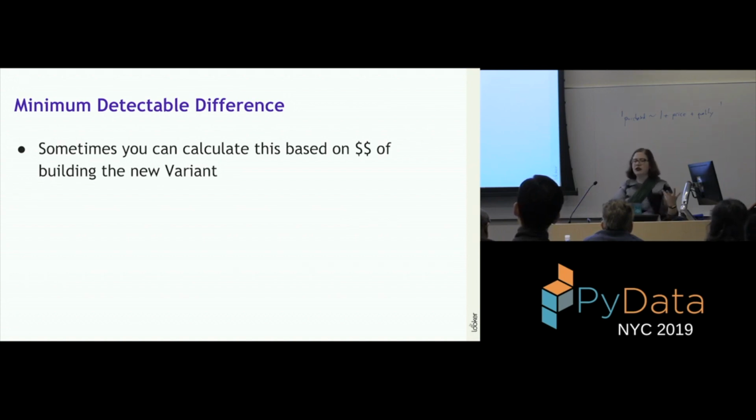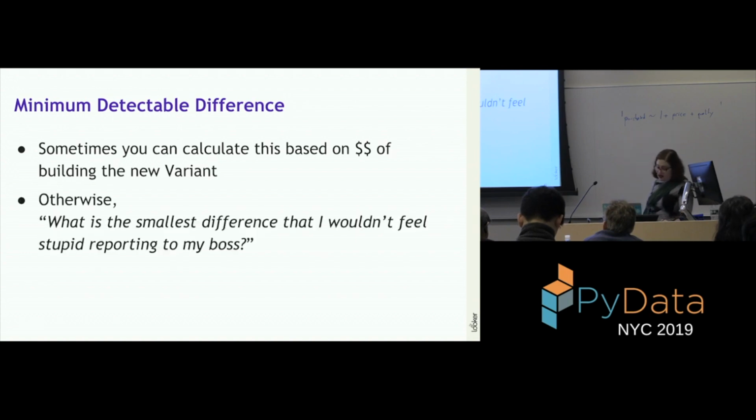Now, what about if it's something fuzzier than that? For instance, with our email marketing campaign, it doesn't cost anything to send two different things. How do we decide what our minimum detectable event is? There's sort of two ways we can do this. One is we can say, what's the smallest difference that I would feel embarrassed reporting to my boss? Like for instance, if I say I ran this whole A/B test and it is 1% better, your boss is probably going to look at you like you're a crazy person.